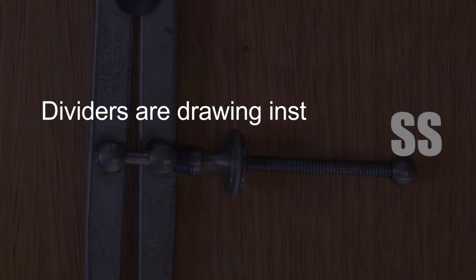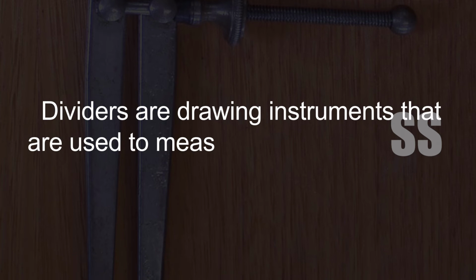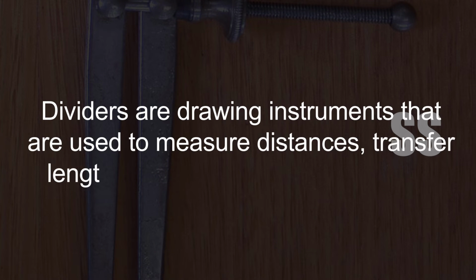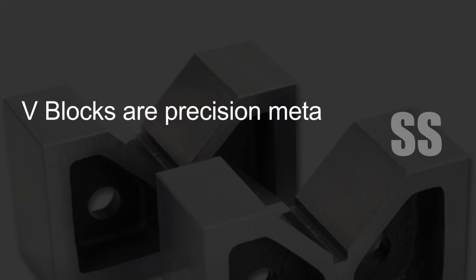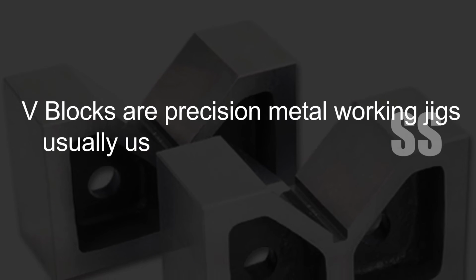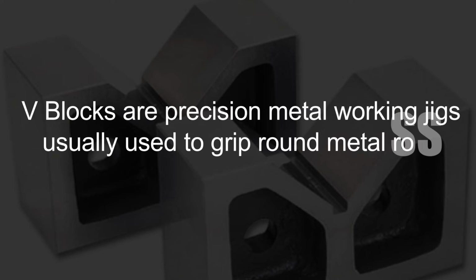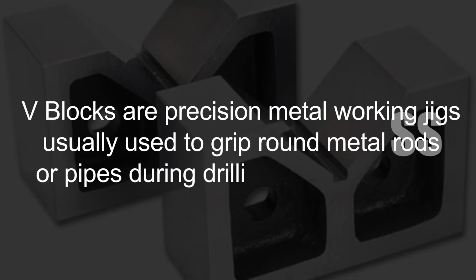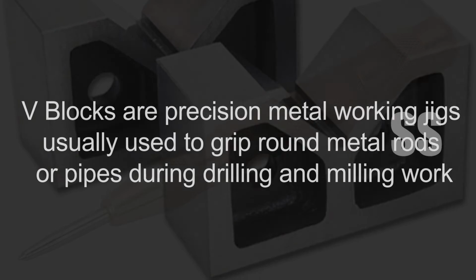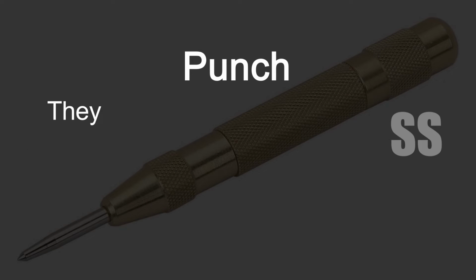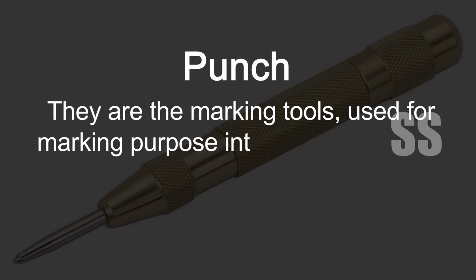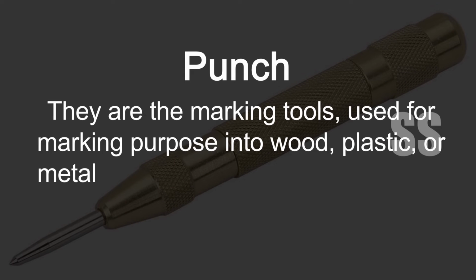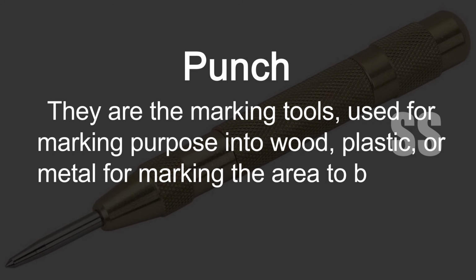Dividers are drawing instruments that are used to measure distances, transfer lengths from one drawing to another, and draw circles. V-blocks are precision metal working jigs, usually used to grip round metal rods or pipes during drilling and milling work. Punches are marking tools, used for marking into wood, plastic or metal for marking the area to be drilled.